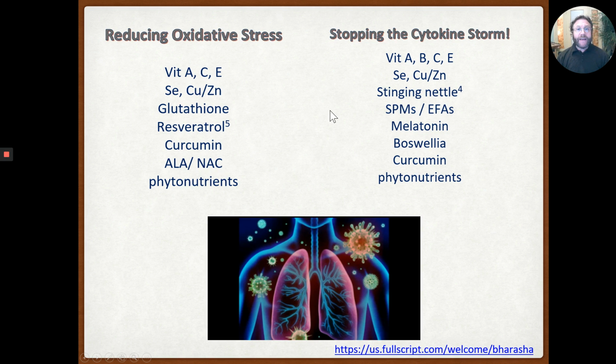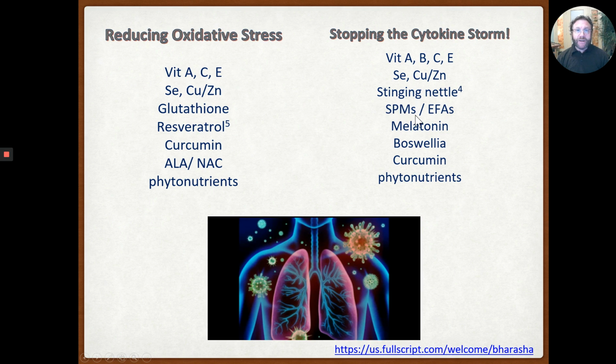And let's say you're starting to really have the symptoms of a cytokine storm. Here you can again take vitamins A, B, C, and E, the minerals selenium and zinc. Stinging nettles pops up again. They can help with the cytokine storm. EFAs pop up again, essential fatty acids. They slow down inflammation. And here's a new one, SPMs.